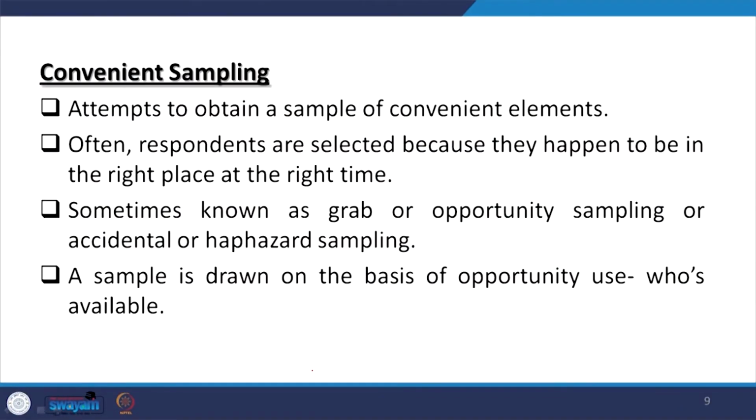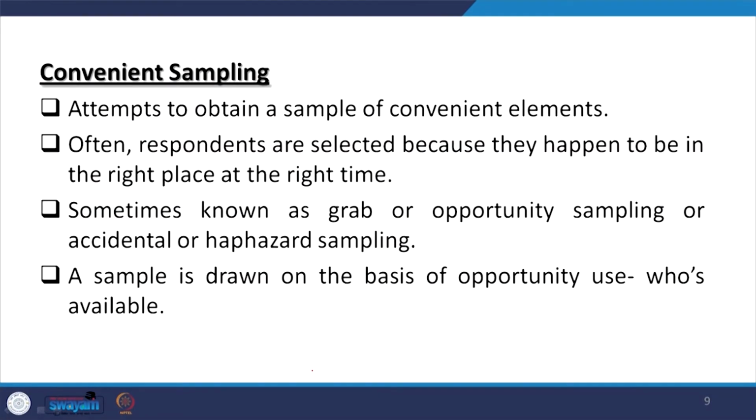I have already given you a very recent example. Let me go by certain other methods of non-probability sampling. One is called convenience sampling. Attempts are made to obtain a sample of convenient elements.